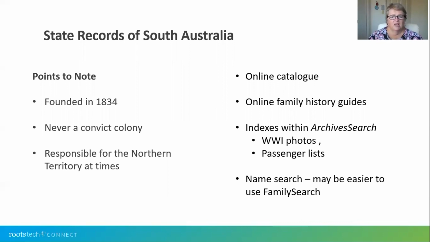You have an online catalogue, online family history guides. The indexes in South Australia are within FamilySearch, which is their catalogue. You can find World War I photos, passenger lists. Some of the South Australian records have been indexed and digitised by FamilySearch. It may be easier sometimes to use FamilySearch than ArchiveSearch.